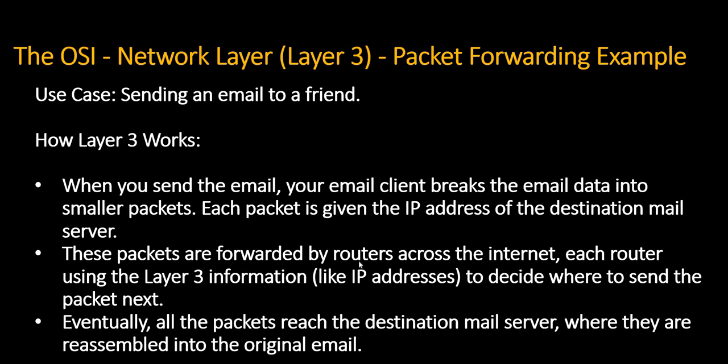These packets are forwarded by routers across the internet. The router brother is always available for our help. Each router uses layer 3 information like the IP address to decide where to send the packet next. The good thing is all packets have an IP address, and the router just sees the IP address and sends that packet to the right router. It's just like a mail boy. On each envelope you specify the address, and the courier will see the address and deliver it to that door. That's it.